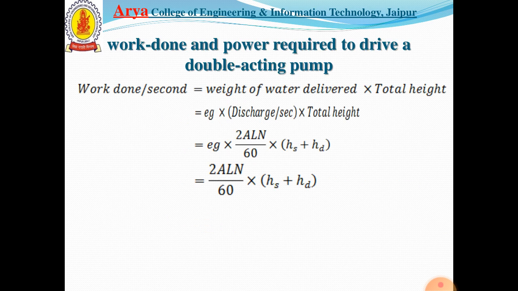Work done and power required to drive a double acting pump. Work done per second equals the weight of the water delivered into total height, that is, rho g into discharge per second into total height. Rho g, discharge per second, that is 2ALN upon 60, total height, that is Hs plus Hd, equals rho g into 2ALN upon 60 into Hs plus Hd.